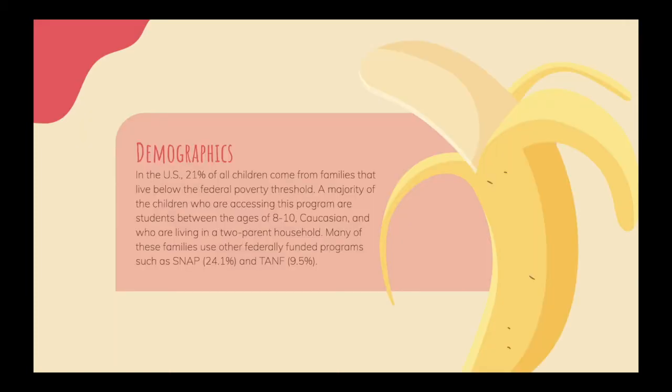When looking at the population that accesses the NSLP, we have to address the amount of children who actually live below the poverty line. Around 21% of children currently live below the poverty line, which is a huge factor influencing the access and availability of food for those children. And some may find it surprising that the highest percentage of children who are actually accessing the NSLP are between the ages of 8 and 10, who are Caucasian and live in a 2-parent household.